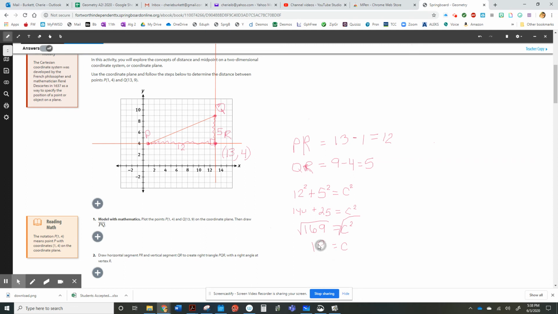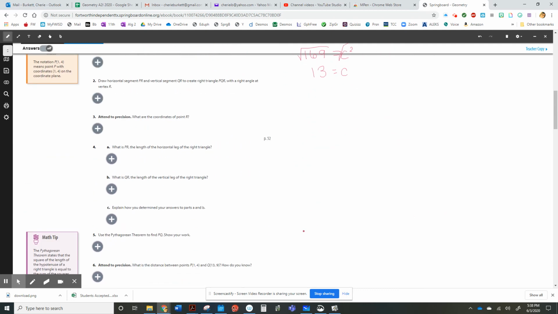I believe that you've already learned about Pythagorean triples. And didn't you learn a Pythagorean triple of 5, 12, 13? If you didn't, you should have. Make a note of that. That's a Pythagorean triple. So 5, 12, 13. So the length of this is 13. All right, so that's using the Pythagorean theorem.